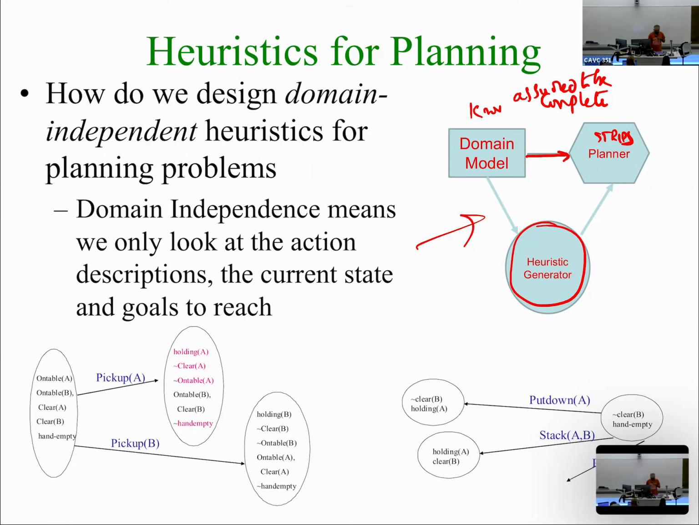Right? Now the heuristic essentially is taking the same domain model and trying to get guidance. In the progression case, you start from the initial state, you have multiple states that you can get to. You can do multiple actions, you can get to multiple states. Which one would you want to expand?